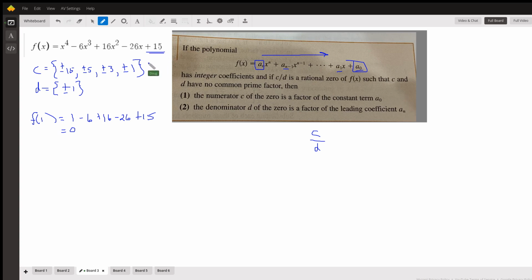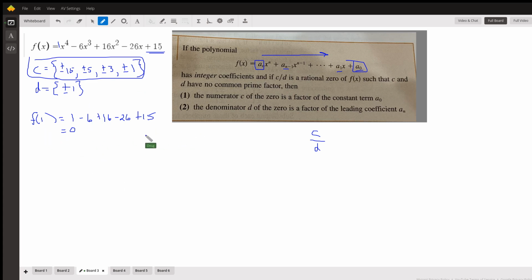Okay, so our set of possible c values are factors of 15. That's plus or minus 15, plus or minus 5, plus or minus 3, plus or minus 1. The factors of the leading coefficient, which is a 1, are plus or minus 1. So if we want to form the set of all rational zeros, we put all these c's over all these d's. So this is actually the set of possible rational roots.